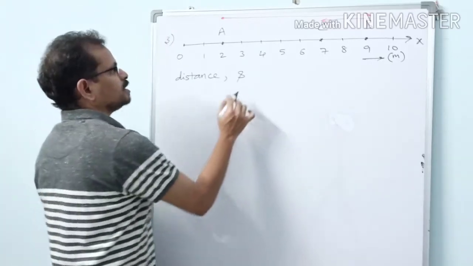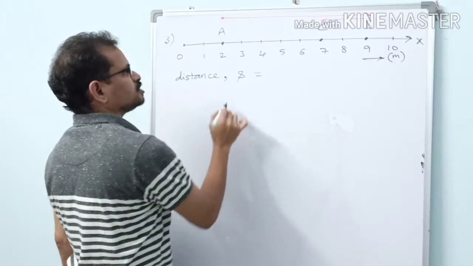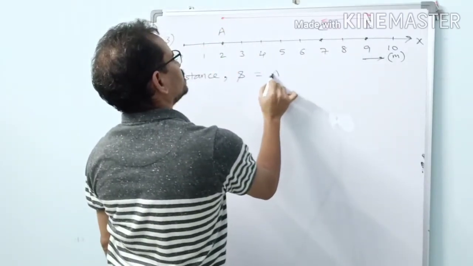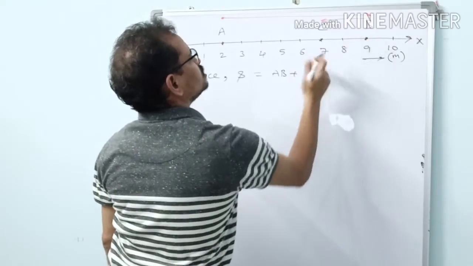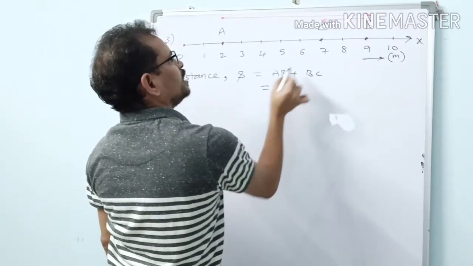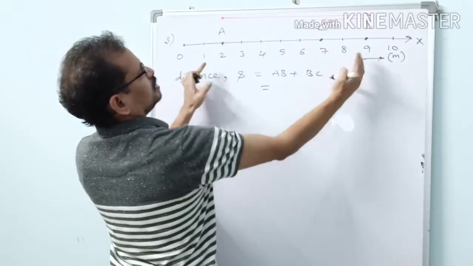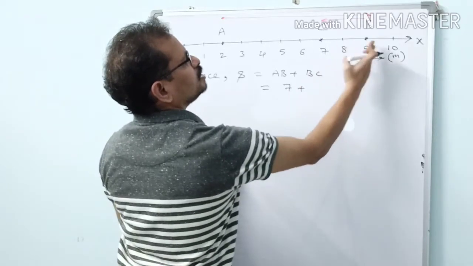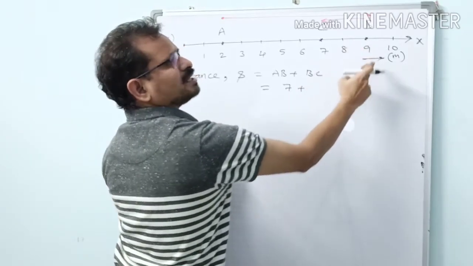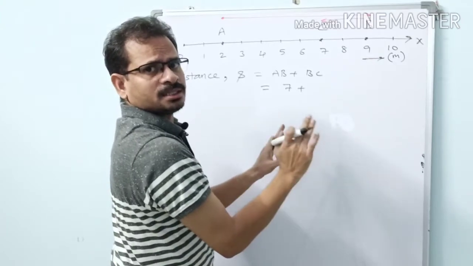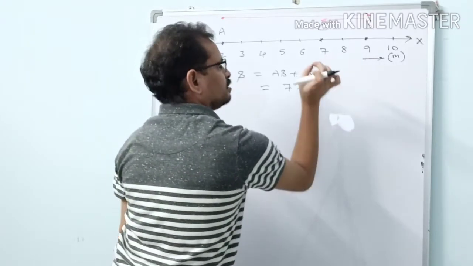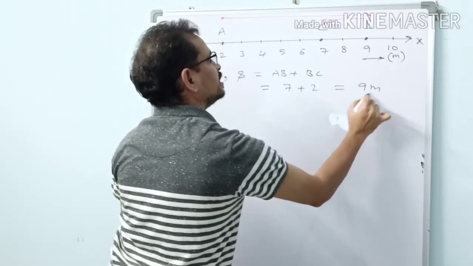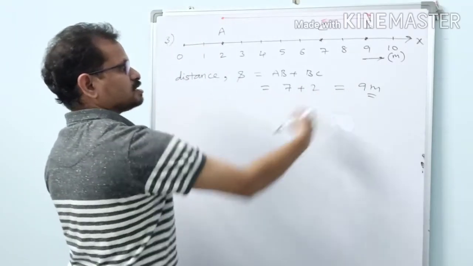So distance is equal to how much? By the definition of distance, it is the length of the actual path. So what is the actual path? A to B is one path plus B to C is another path. What is the length of A to B? See, 9 minus 2 equal to 7 meters, plus what is B to C? Again, no need to write 7 minus 9 and put minus 2 there. No need to consider a negative sign. So it is 9 minus 7. We are considering only magnitude. 9 minus 7 is 2 meters. So this is equal to 9 meters. So what is the distance? Distance is equal to 9 meters.